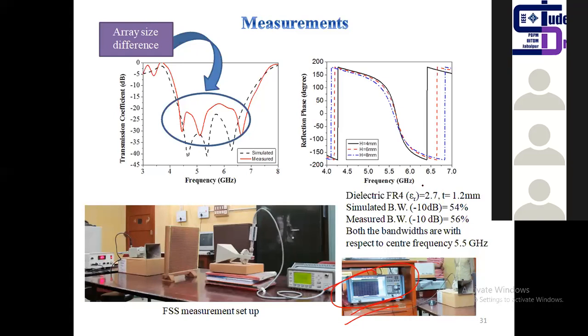So the wavelength is very small, around 30 millimeter. You have to make sure that the different obstacles or objects surrounding your measurement system, such as almirah, some computer, all these are having conductors, are at a far distance from this particular measurement system or antenna or FSS.